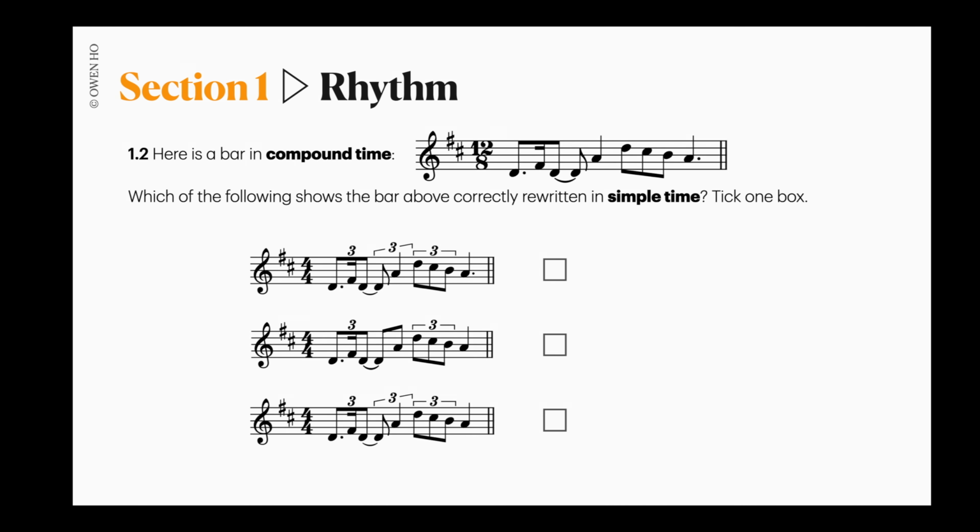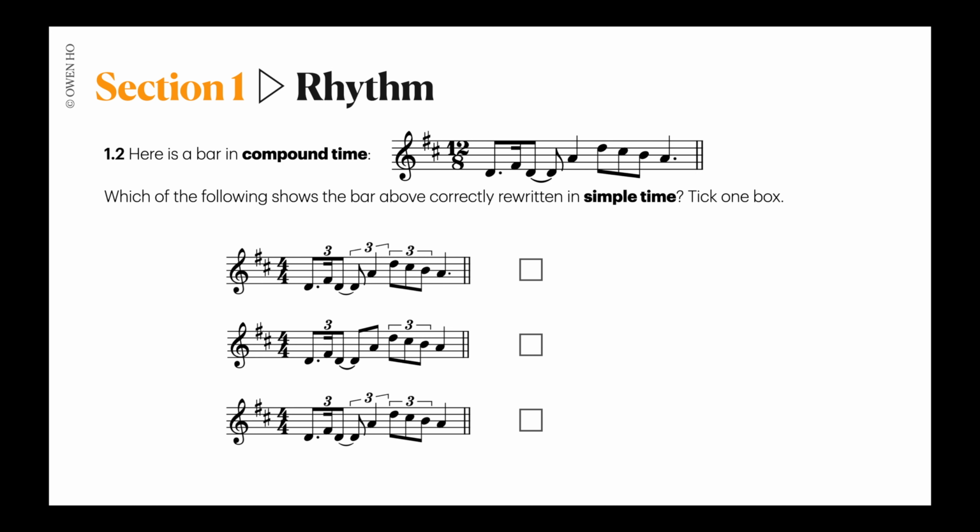Section 1.2 is a continuation of what we have already learned in Section 1.1. Here's an example. You will be given a bar in compound time, and you need to choose a correctly rewritten bar in simple time. The question may also be asked in reverse.